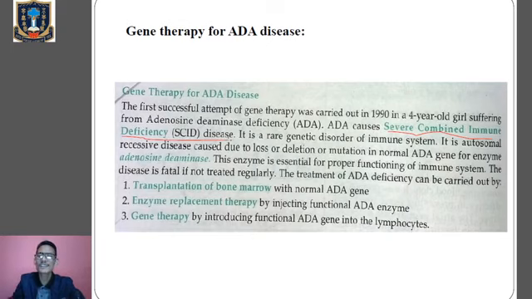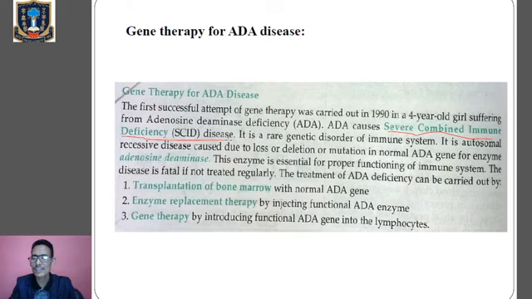And this SCID is a rare genetic disorder of the immune system. It's also an autosomal recessive disease, which is mainly caused due to the deletion or the loss or mutation in a normal ADA gene for the enzyme adenosine deaminase. That means the gene which is responsible for the formation of the enzyme adenosine deaminase will be non-functional. That means that gene will be lost, or deleted, or it will undergo mutation, so that it will not be able to produce the enzyme adenosine deaminase.